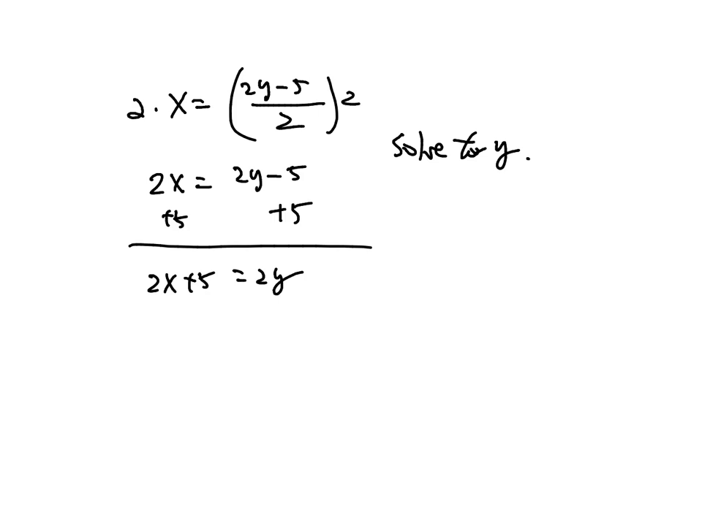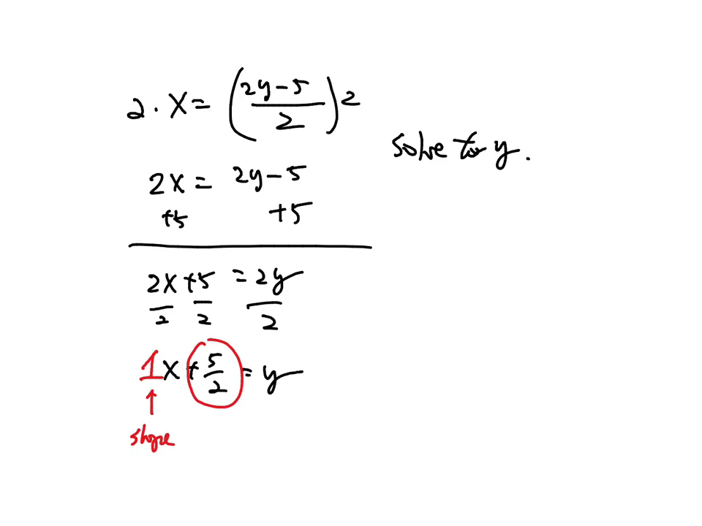From here, I get 2x plus 5 equals 2y. So divide everybody by 2. So I get x plus 5 over 2 equals y. From here, this is pretty straightforward. The slope is 1, right? The number in front of x. And the y-intercept is going to be 5 over 2. Okay, so this is not too horrible.